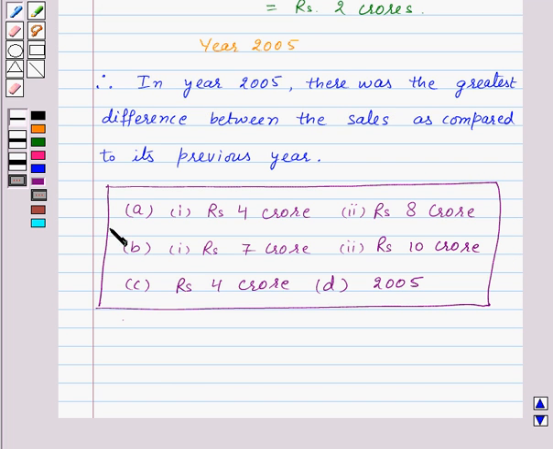Thus, our final answer to this question is A. First part, rupees 4 crore. Second part, rupees 8 crore. B. First part, rupees 7 crore. Second part, rupees 10 crore. C. Rupees 4 crore. And D. 2005. With this, we finish this session.